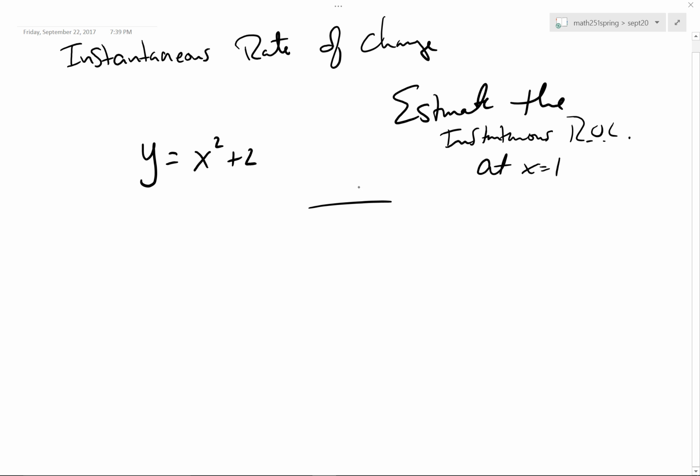The way I was taught back in the day, before calculators, we were told to plug in our values. The value in question is 1, and you get 3 out. Then we were told to plug in values on either side of it. So plug in 0, the other side of 1, and you get 2 out. Then plug in another value: 2 squared is 4, plus 2 is 6. And so the way we do this is we find the slope from 0 to 1.